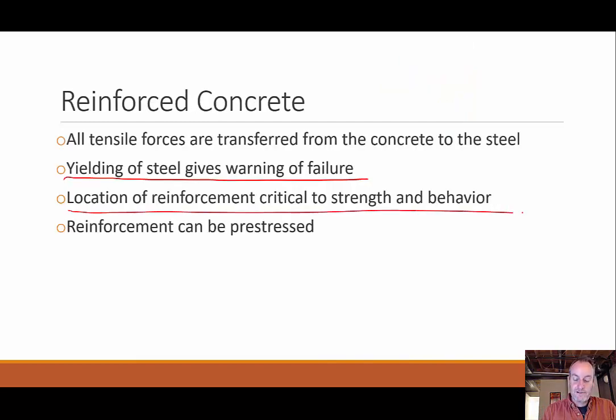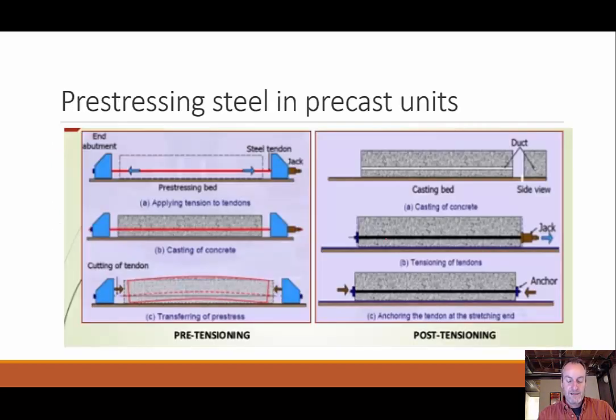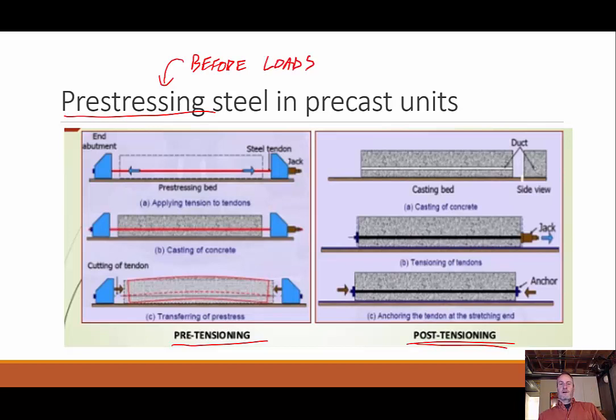Location of the reinforcements is critical to strength and behavior, of course, and reinforcement can be pre-stressed. So what do we mean by pre-stressed? What we're talking about here is there's 2 types of pre-stressing, and this kind of fools some people because we have one that's pre-tensioning. Well, pre and pre, that's good, but we have one that's post-tensioning. So even though it's pre-stressing, we can have post-tensioning. Why the difference? Pre-stressing means before we add any loads to our beam or structure. So that's what the pre means. Stressing means we're just pulling it.